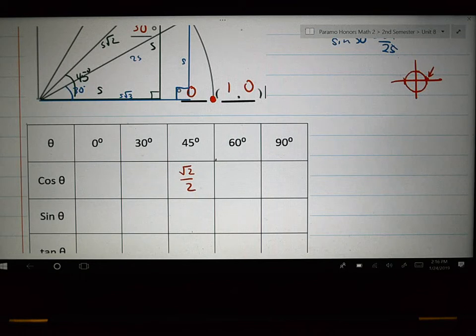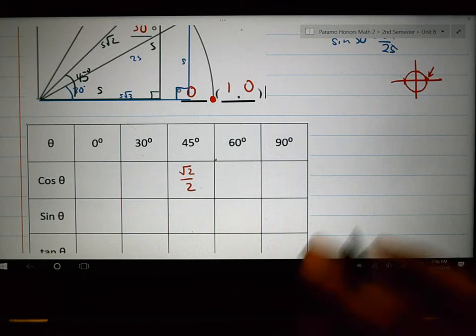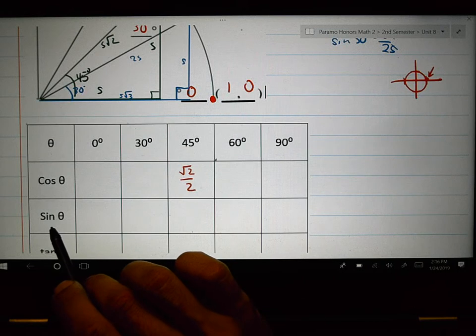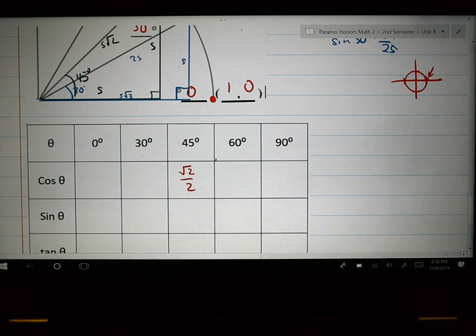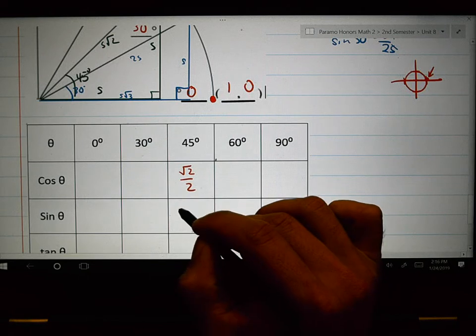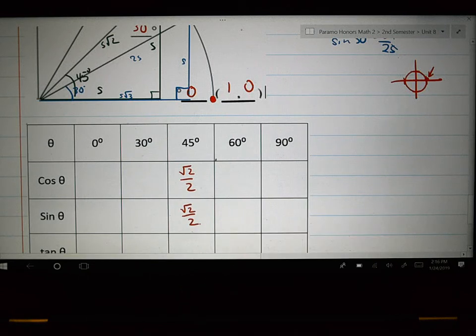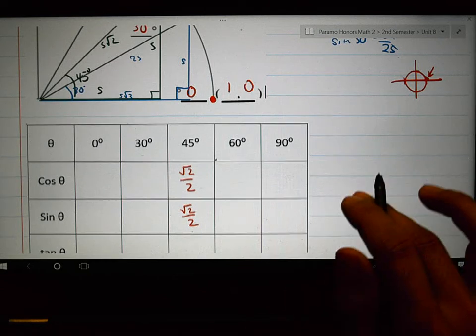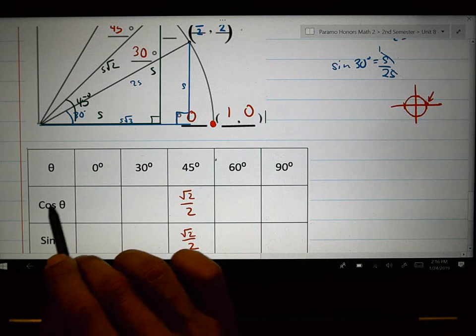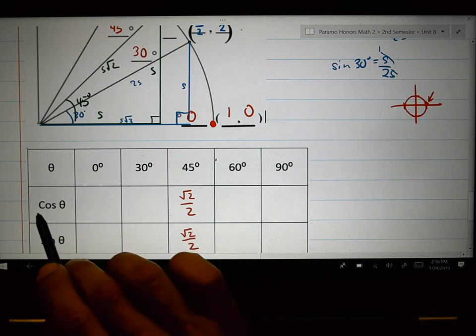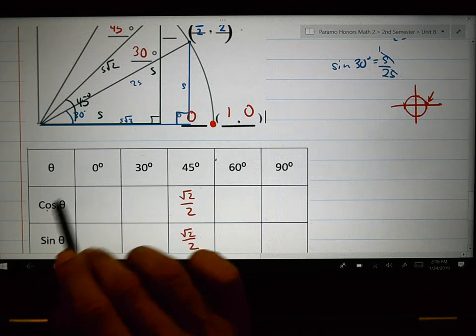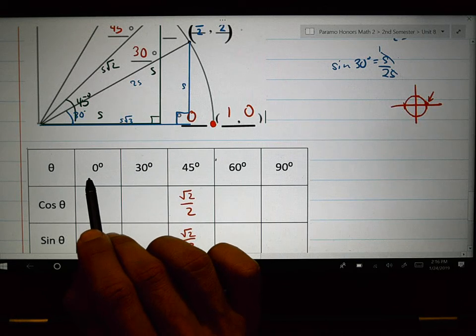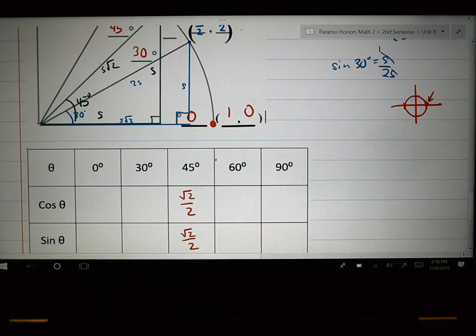Now let me check to see if you understand. What is the sine of 45 degrees? If you said root 2 over 2, you get it. You understand. If I said, what's the cosine of 0 degrees? I'm asking, what's the x-coordinate of this angle? You can look over here, or you can use a triangle if you want to.